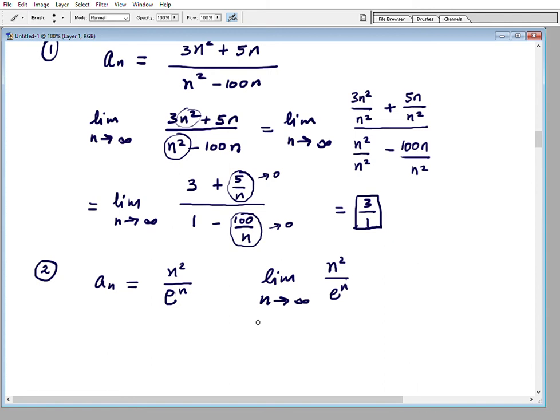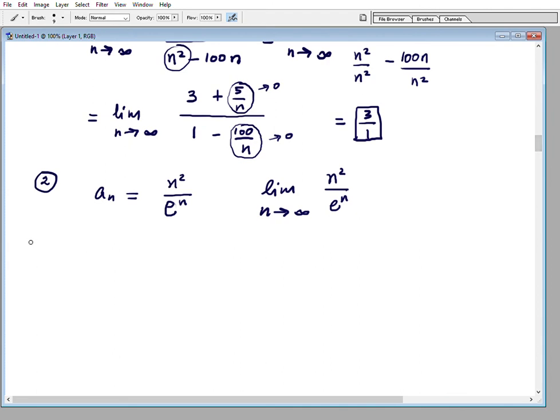Any ideas what method we can use? Something that we did in, actually, I think it was Calc 2 for finding limits. We did x squared over e to the x. Right, exactly, L'Hopital's rule. Remember L'Hopital's rule? L'Hopital's rule, I'll just put it in the box here.